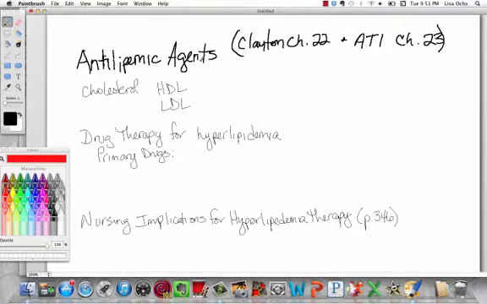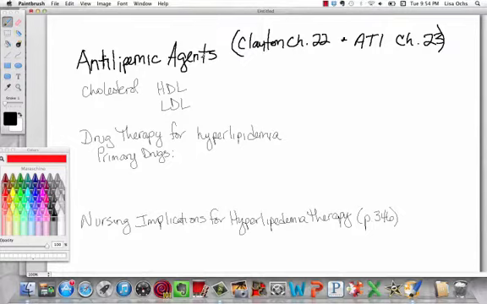So I'm starting, as you can see, in Clayton chapter 22 and ATI chapter 23, and they are about anti-lipemic agents, drugs used to treat dyslipidemias, basically high cholesterol agents. So remember that cholesterol is a naturally occurring substance. It's used for synthesizing body steroids, used in the endocrine system, for synthesizing bile acids that are needed for food absorption, and for synthesizing cell membranes. The body is able to synthesize enough cholesterol to meet its own metabolic needs.